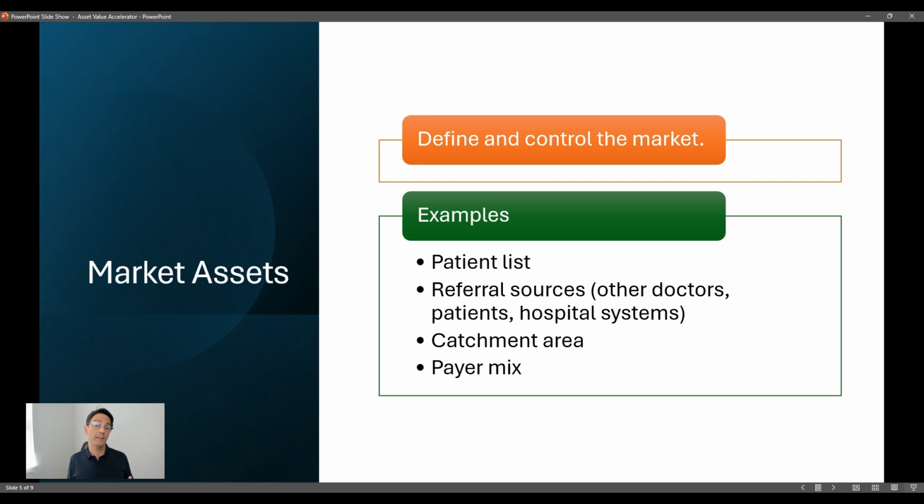And then there's the market assets. So what are the market assets? They define and control the market that you serve. That would include your patient list. Once you have a patient list that is several thousand patients, if you have a new service for your patients, you can communicate it to them through your electronic medical record. Market assets are also your referral sources, the relationships you have with different referral physicians or patients, word of mouth.